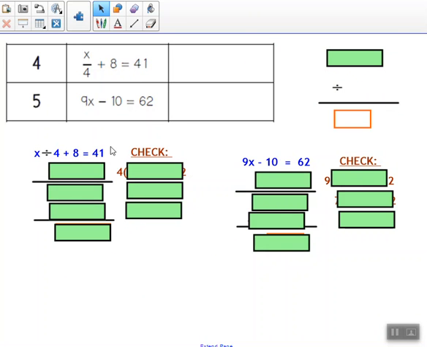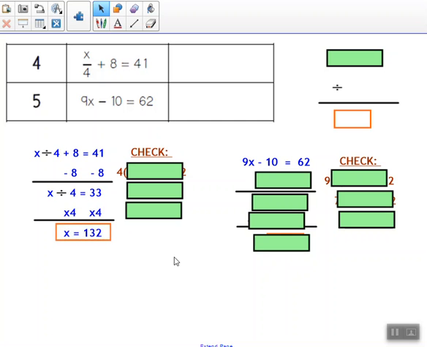So if we write the problem out like that, we want to first get rid of adding 8. So we will subtract 8 from both sides. And that leaves us with x divided by 4 on the left and the 33 on the right. Well, now I want to get rid of dividing by 4. So I will multiply both sides by 4. And that will get the x all by itself.